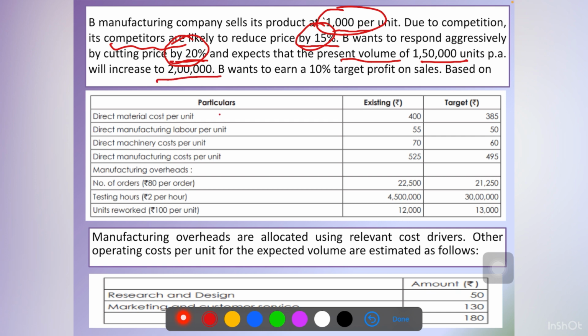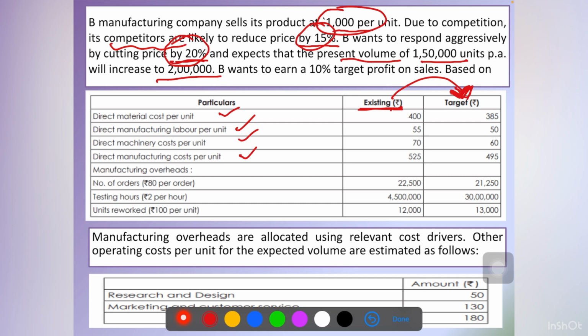So here are various types of costs that are being given to us. We'll see, here is the existing price, the existing cost, and here is the target cost. That means from existing to the target, we are supposed to reach, right? Now over here we are supposed to calculate the target cost per unit and target product profitability, right? So let's see.